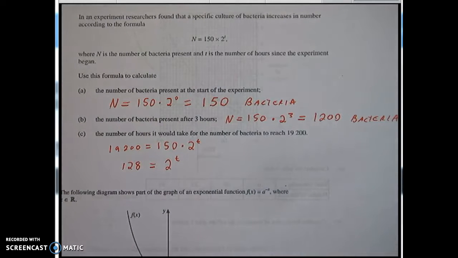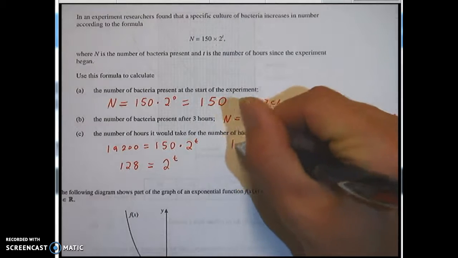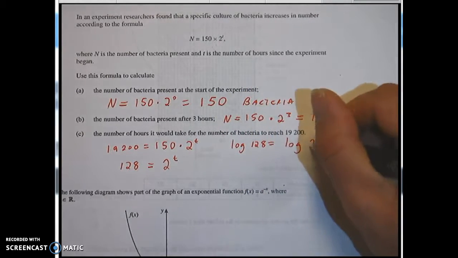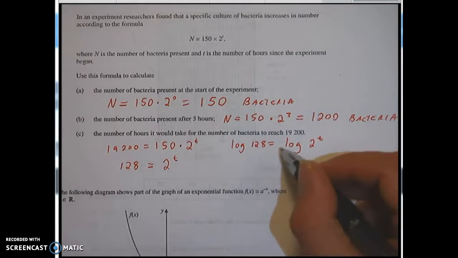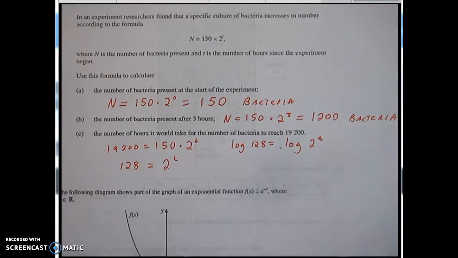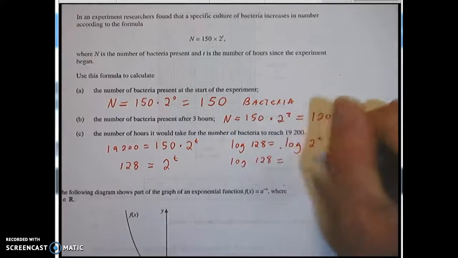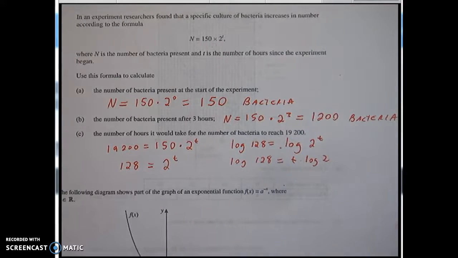At this spot, I'd encourage you to go ahead and take the log, just the common log of both sides. Or if you prefer, you can take the log base 2 of both sides. I'm just going to go ahead and take the log of 128 and set it equal to the log of 2 to the t power. When you do that, you can bring that t out in front. So I've got log 128 equals t times log of 2. And to get that t, we're just going to divide both sides by log of 2.